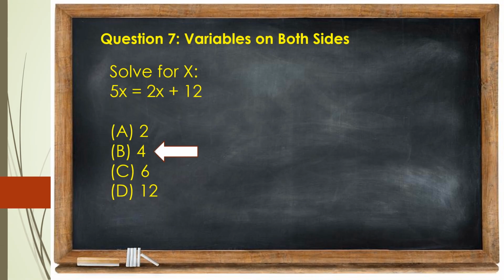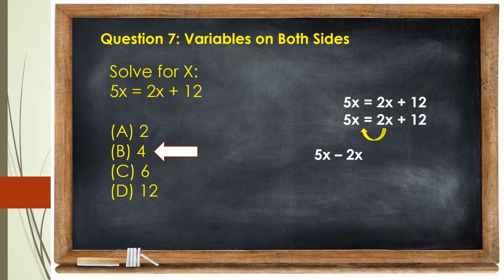The correct choice is B, 4. When you see x on both sides, bring them together. Let's move the 2x from the right side over to the left side next to the 5x. Because it jumps the bridge, it becomes a negative 2x. Now, we have 5x minus 2x equals 12.